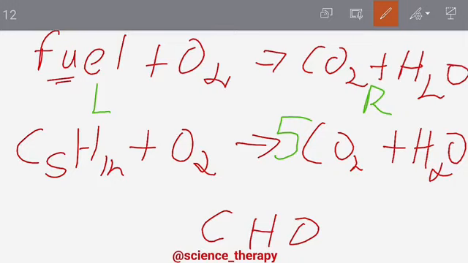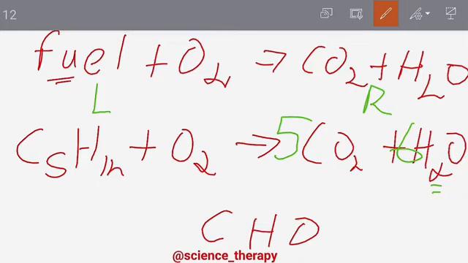Then let's go to the hydrogen atoms. We have 12 in the left hand side and we only have 2 on the right hand side. So how do we ensure that they are balanced? What number can we multiply to 2 so that it gives us 12? That's 6. So we can put 6 here. Now that 6 times 2, we have 12. So the hydrogen atoms are also balanced.